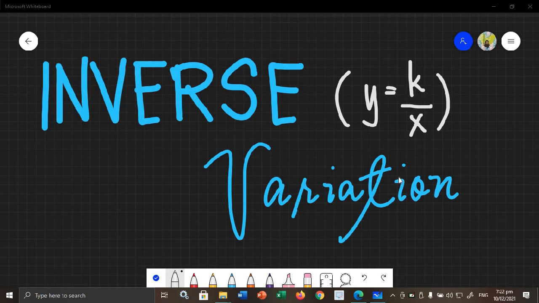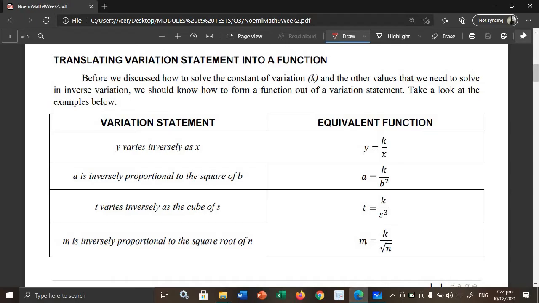Before we solve problems regarding inverse variation, let us first learn how to translate a variation statement into a function. Kasi kayo yung gagawa, kayo yung magta-translate ng variation statement to make it a function or a formula for you to be able to solve the problem regarding inverse variation. So first, let's have this variation statement: y varies inversely as x. If you write that into a function, it should be in this form.